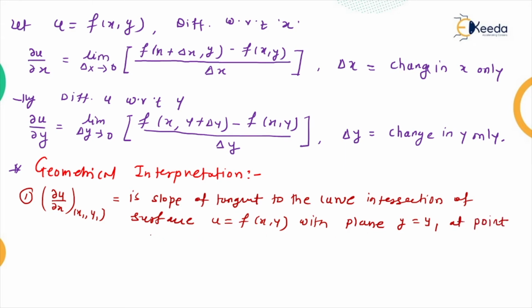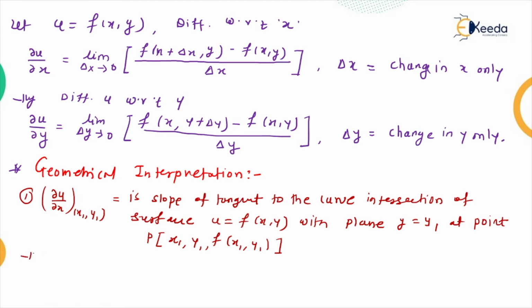At a point P, here I am writing the point (x1, y1), and the value of u there is the function at (x1, y1). So at this point we have to take ∂u/∂x. Now the geometrical interpretation is the slope of a tangent to the curve of intersection of the surface u of x, y. There is a tangent and a curve, there is an intersection point, and that point is P of x1, y1 and f of x1, y1.